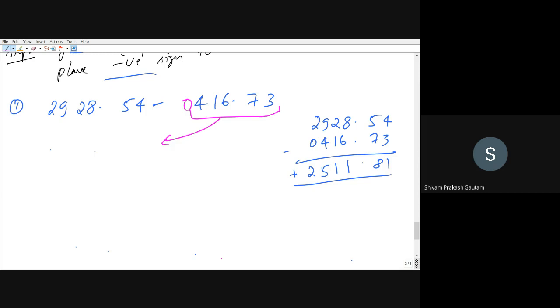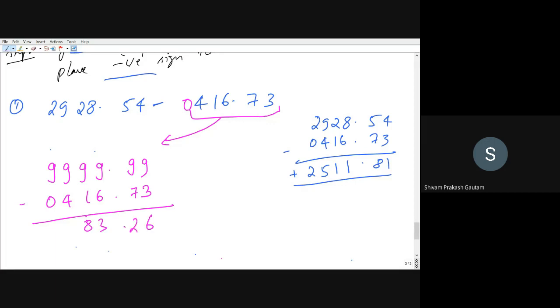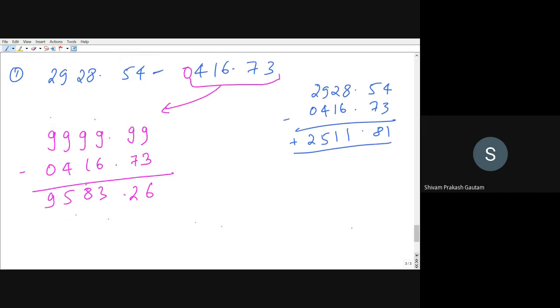Okay. So we have to find its tens complement. And how can we calculate tens complement? First we have to find its nines complement and add 1 to it. So first we will calculate its nines complement. So we have to subtract it. So this will be 9583.26. If I make any mistake, let me know. Okay. Right now this is the nines complement.